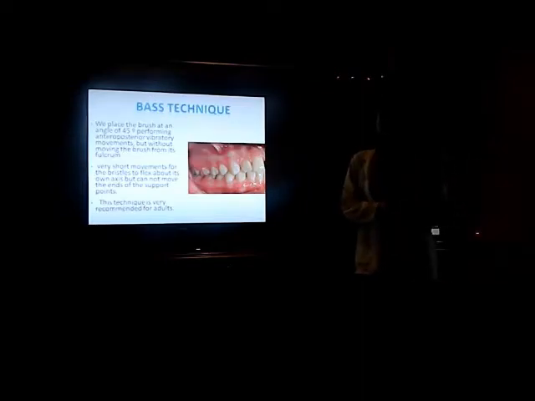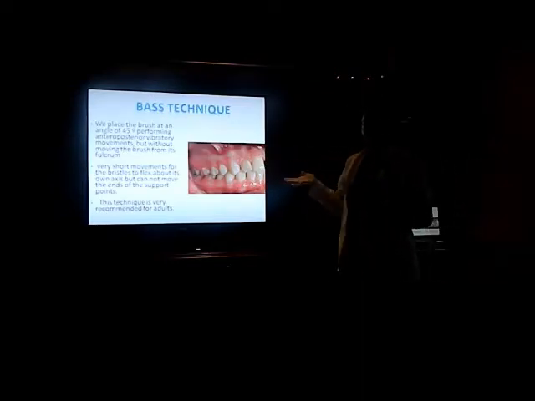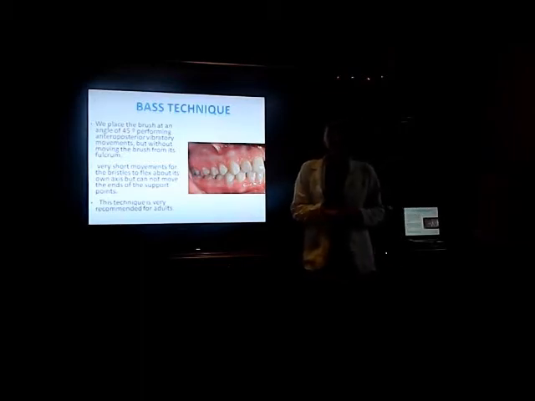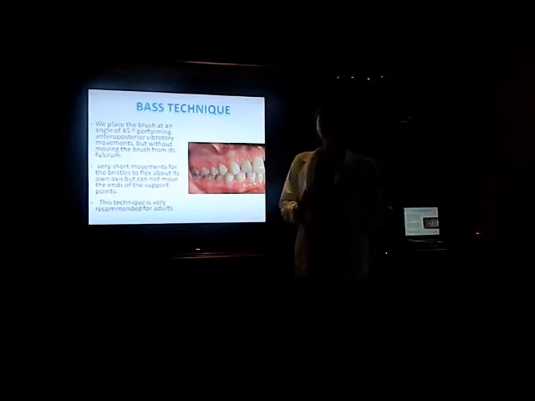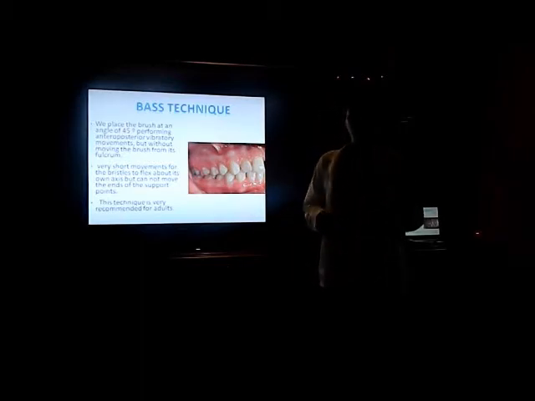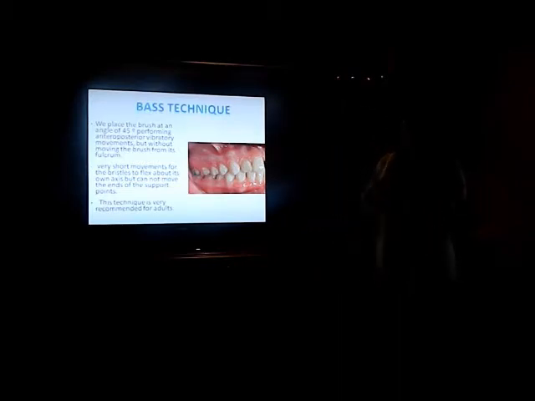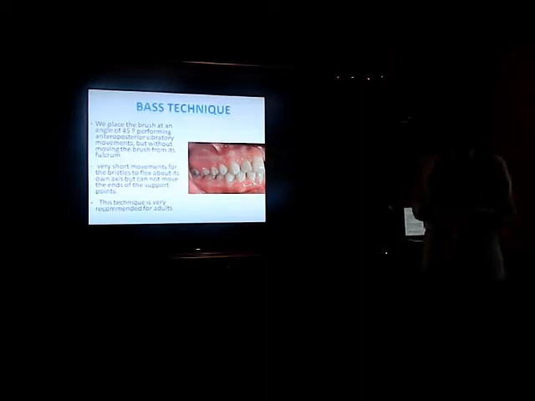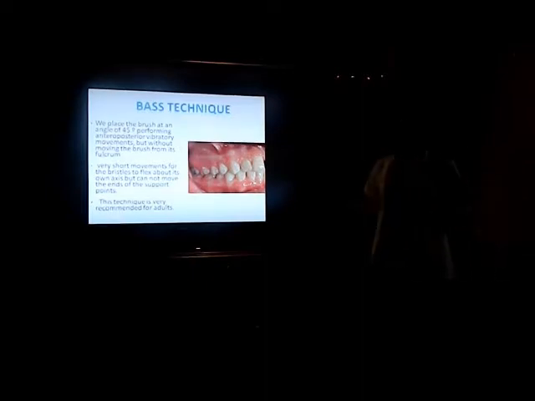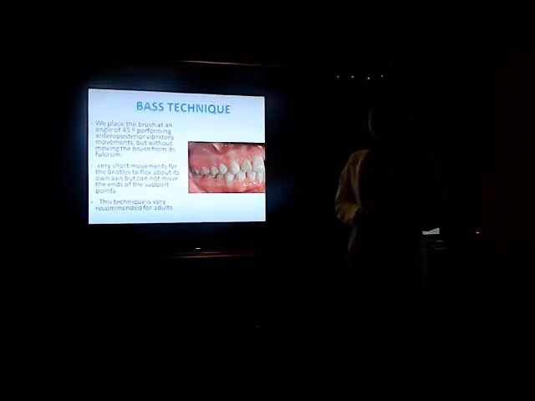And the Bass technique. We place the brush at an angle of 45 degrees, performing anterior-posterior vibratory movements, but without moving the brush from its fulcrum. We make very short movements, flexing the bristles about their own axis, but we cannot move the ends of the support points. This technique is highly recommended for adults with periodontitis or gingivitis.